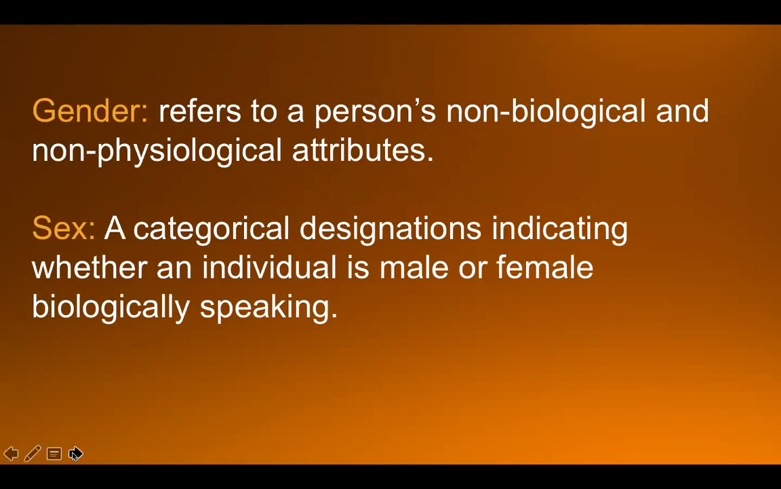So let's know the difference between gender and sex. You may have heard this in other classes you may have taken. Gender refers to a person's non-biological and non-physiological attributes. I often tell people gender is like trying on a t-shirt to see if it fits. It's a sense of our masculinities and femininities and all the different ways in between. Maybe we don't want to identify with a binary end of the gender spectrum, and we may see ourselves in different lights without a gender.